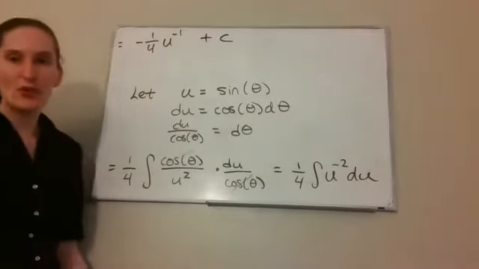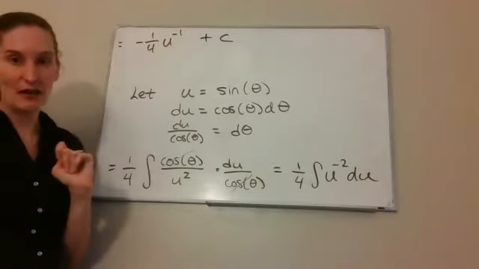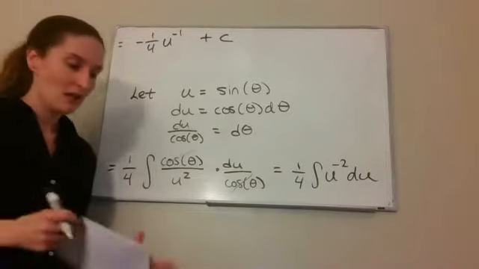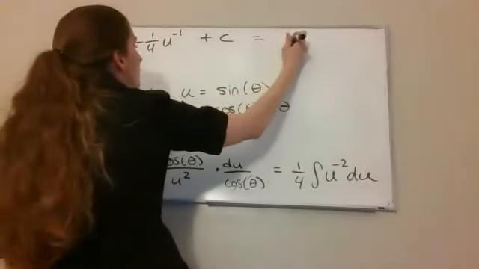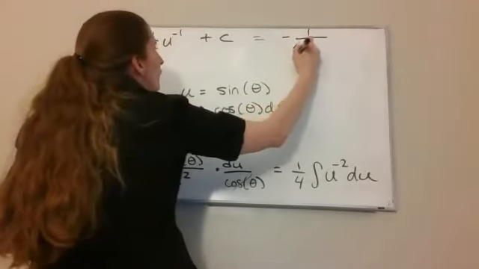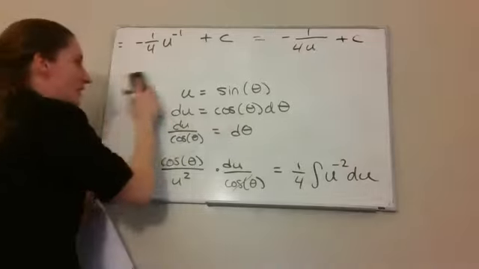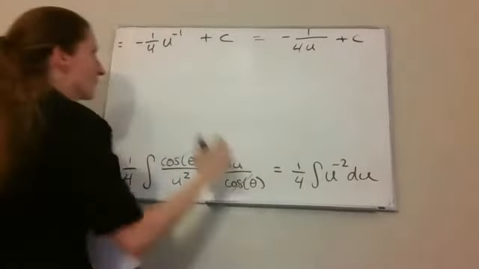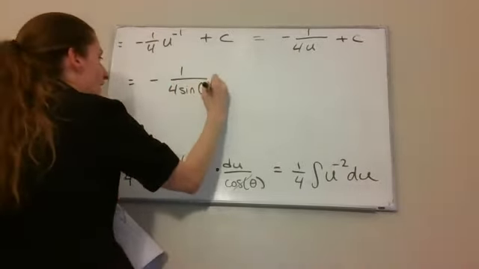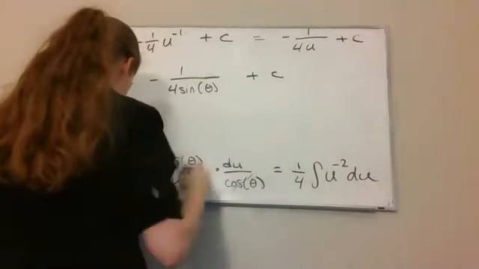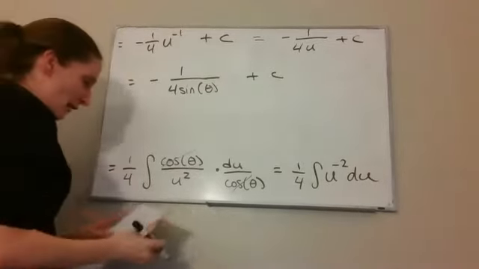And are we finished at that point? No, we're not. First, I would rewrite the u to the negative 1 in the denominator. Then we can plug our u back in, and then we'll see where we're at from there. So moving that u to the denominator, I get negative 1/4u plus c. U is equal to sine of theta. So let me plug that back in. And we get negative 1/4 sine of theta plus c. And now, am I finished at this point?